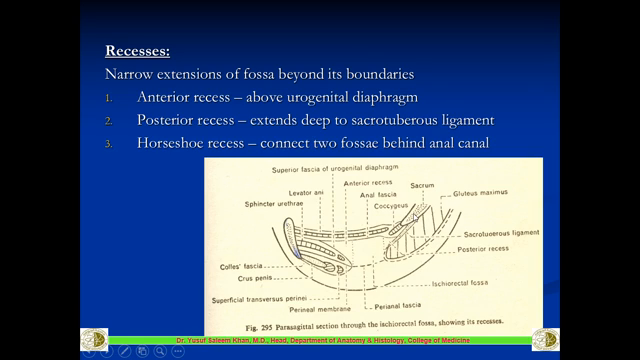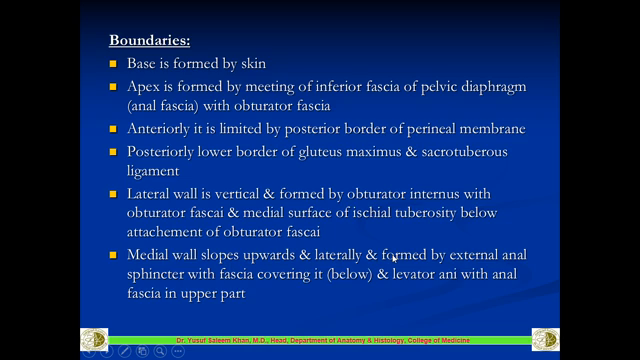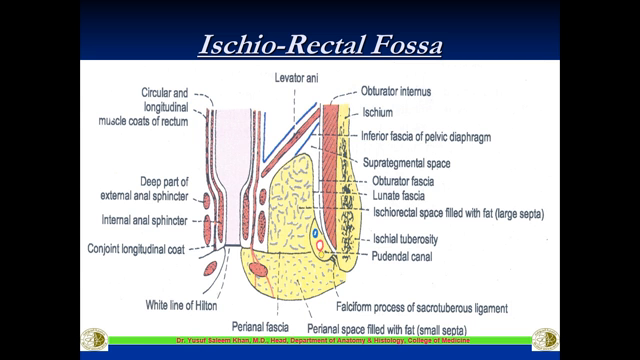If you can see here, this is the sacrum, and here is the sacrotuberous ligament, and here is the gluteus maximus. That will form the posterior boundary of this fossa. The lateral wall is vertical and formed by the obturator internus. In this way you can see the lateral border. So this is the obturator internus covered with the obturator fascia.